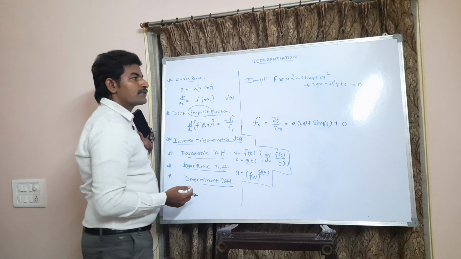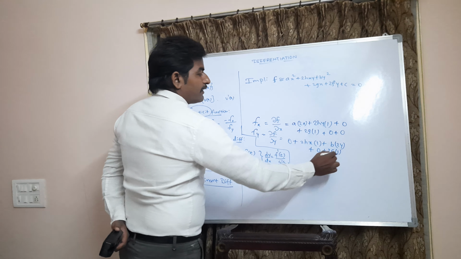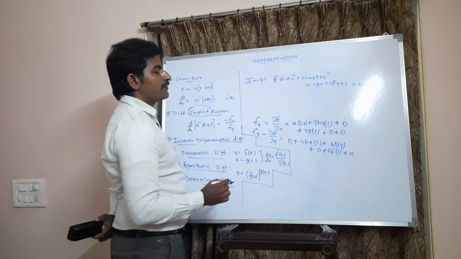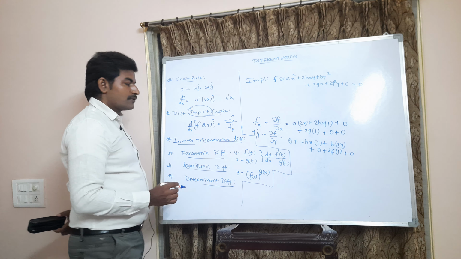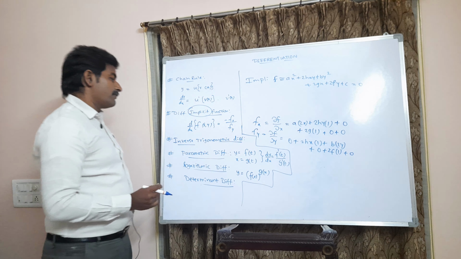And then fy. In ax square, there is no y, so dou f by dou y is 0. Next, 2hx, the derivative of y is 1. By square, so b of y square, the derivative is 2y, and plus 2gx, there is no y, so 0. And plus 2f, the derivative of y is 1, plus after that the constant's derivative is 0. So this kind of differentiation is called implicit differentiation.